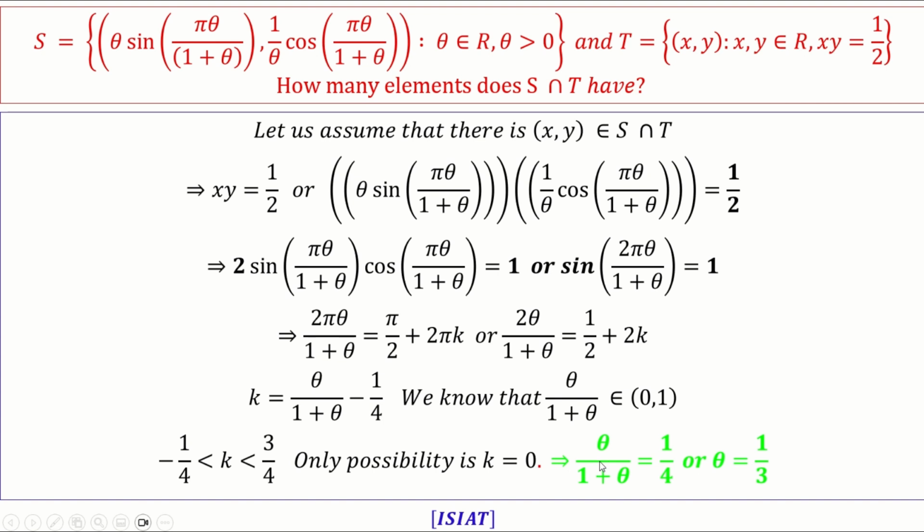If k is equal to 0, theta by 1 plus theta equals 1 by 4, or theta is equal to 1 by 3. This is the only possibility we get. That means there is only one element in this intersection, at theta equal to 1 by 3. There is no other value. So the answer is actually one element. Not theta equal to 1 by 3. The answer is one element in S intersection T.